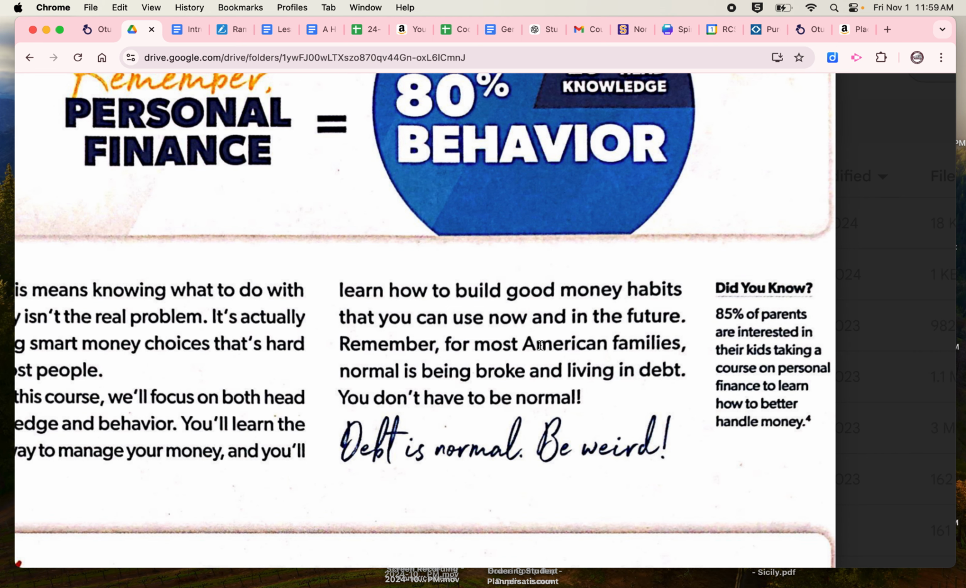Remember, for most American families, normal is being broke, okay, living paycheck to paycheck and living in debt. You don't have to be normal. So debt is normal, be weird. Okay, so that's a phrase that Dave Ramsey says. You don't want to be normal when it comes to the average American.